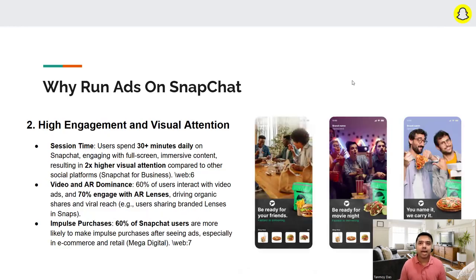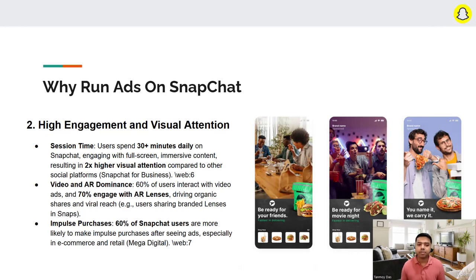Another reason is the high engagement and visual attention which you get over here. So what has been observed is the session time: users spend like 30 minutes daily on Snapchat, engaging with full screen immersive content, and it's resulting in 2x higher visual attention. The video and AR dominance is also here. 60% of users interact with video ads and 70% engage with AR lenses.